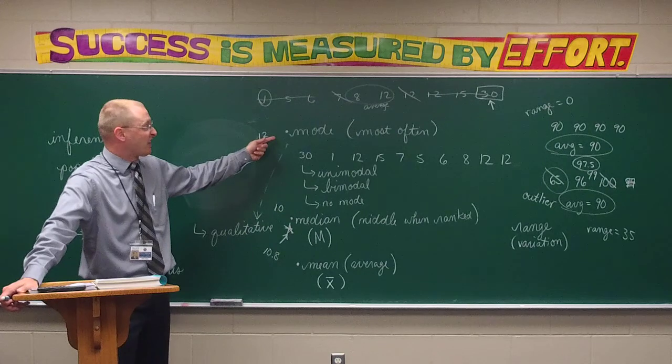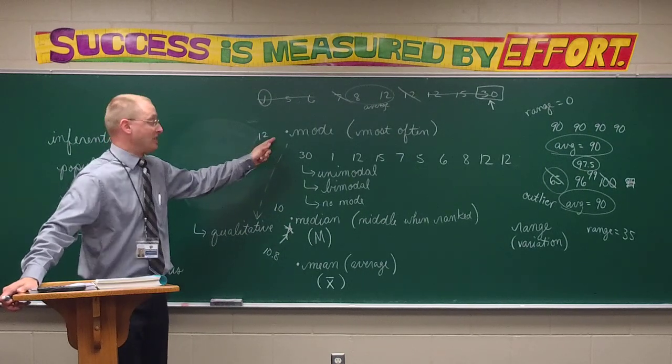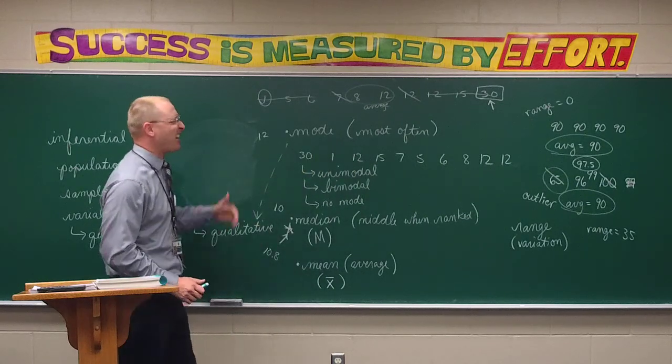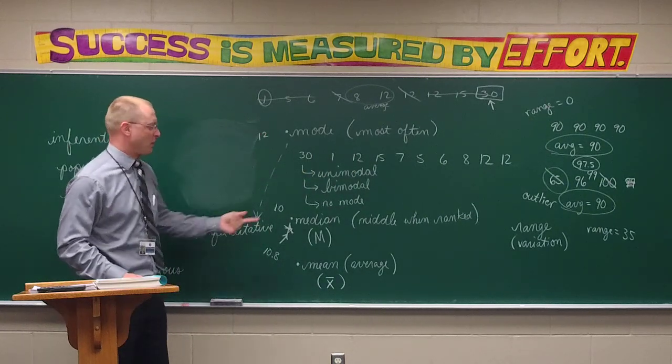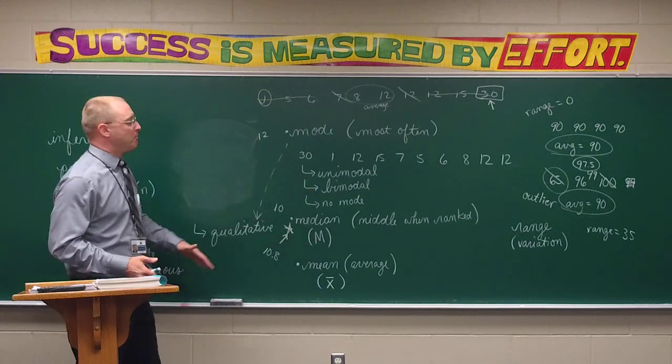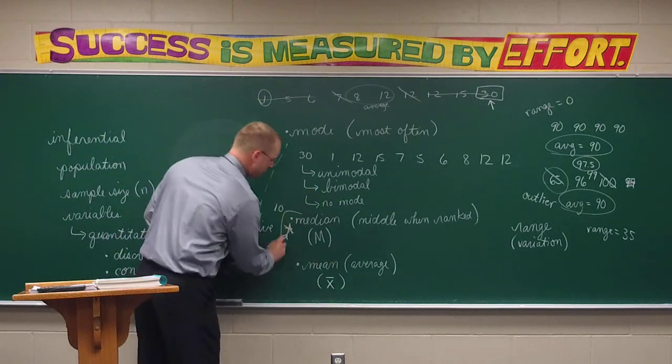Mode, honestly, is not used very often. Now, it tells what number occurs most often, or what value occurs most often, but it's not used very often because you don't always get a mode. Sometimes you get two modes, and that's kind of, what do I do with that? Median and mean are really the big two.